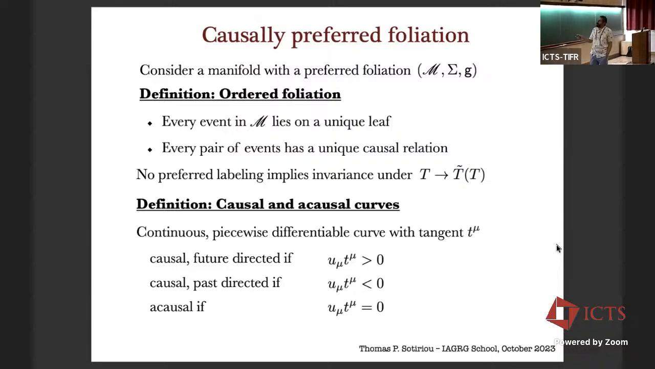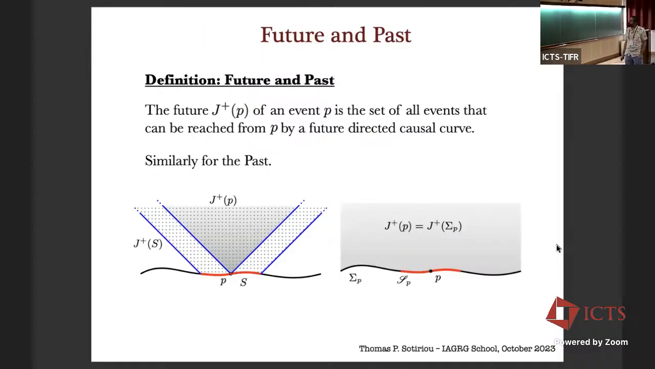So then you can define causal and acausal curves, as we did in GR by using light cones. But now in terms of this foliation, so you can think of a curve, if T mu is the tangent to the curve, and U mu now is the normal to the foliation, then you can take the dot product of the two. If it's zero, then obviously the curve lies on the leaf, so it is acausal, it's connecting simultaneous events. If it's positive, then it's future directed. If it's negative, then it's past directed. So it's pointing over the leaf or under the leaf, right? And that defines causal curves in the foliation.